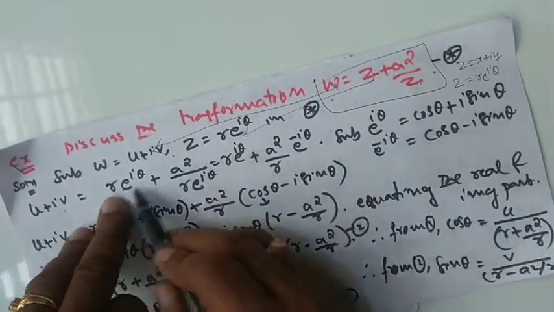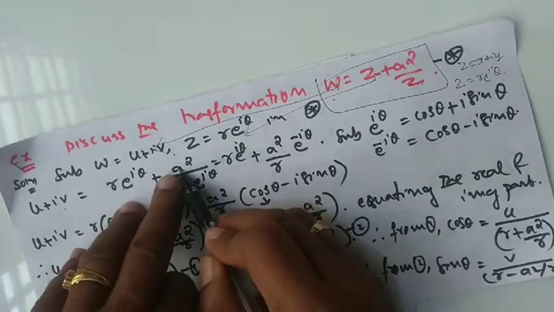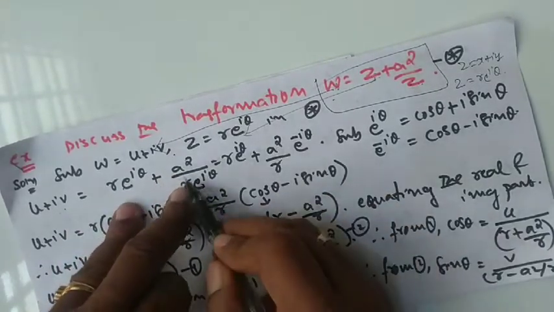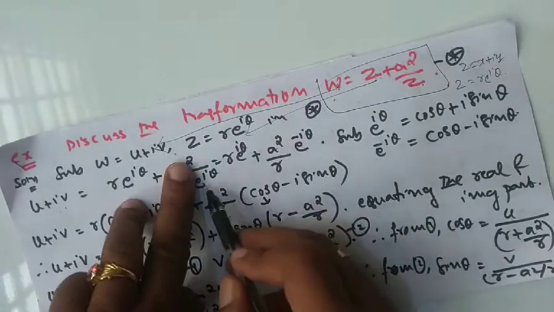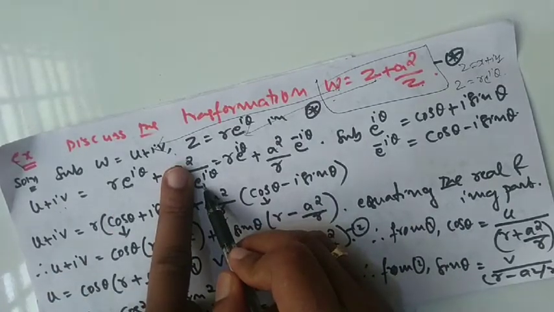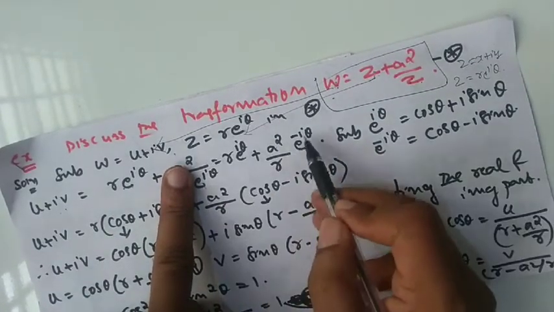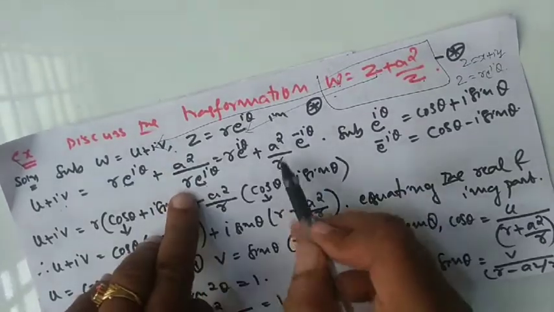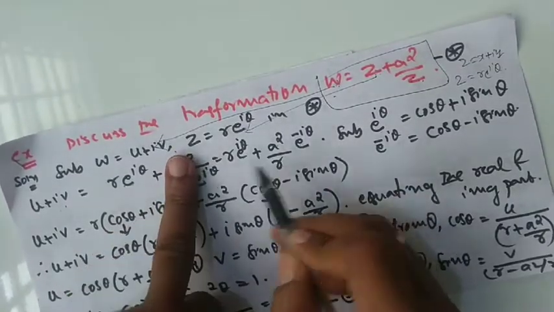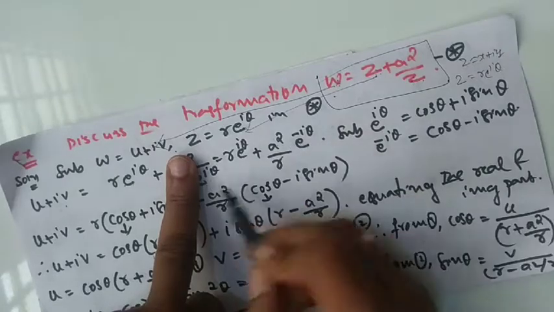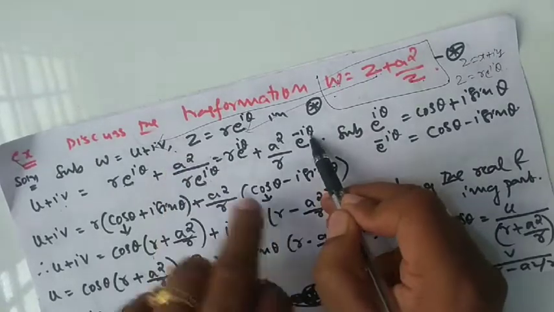So from this, R e to the power I theta, the first term, write that as it is. A squared by R, write that as it is. So what is remaining? 1 by e to the power I theta, take it to the numerator, e to the power minus I theta. This is A squared by R as it is, and e to the power I theta is there, take it to the numerator, that becomes e to the power minus I theta.